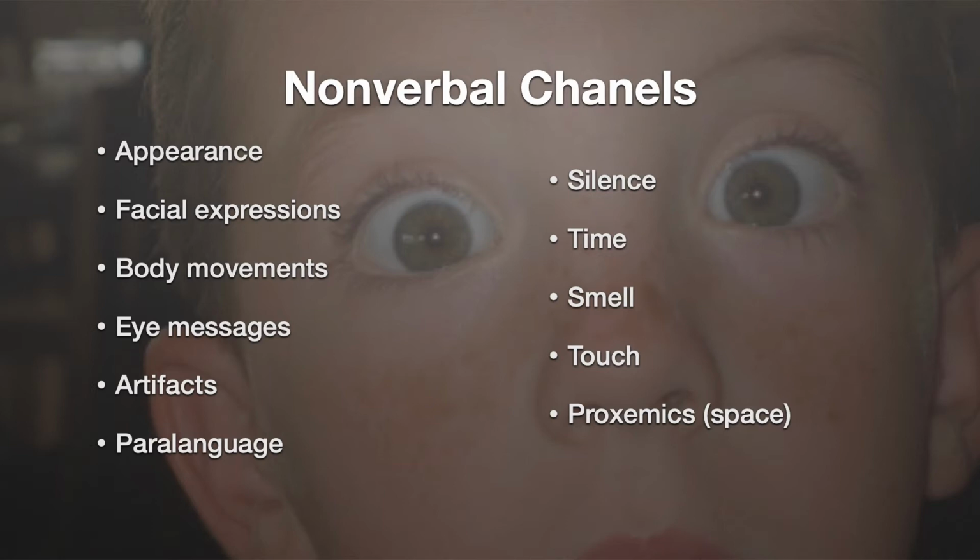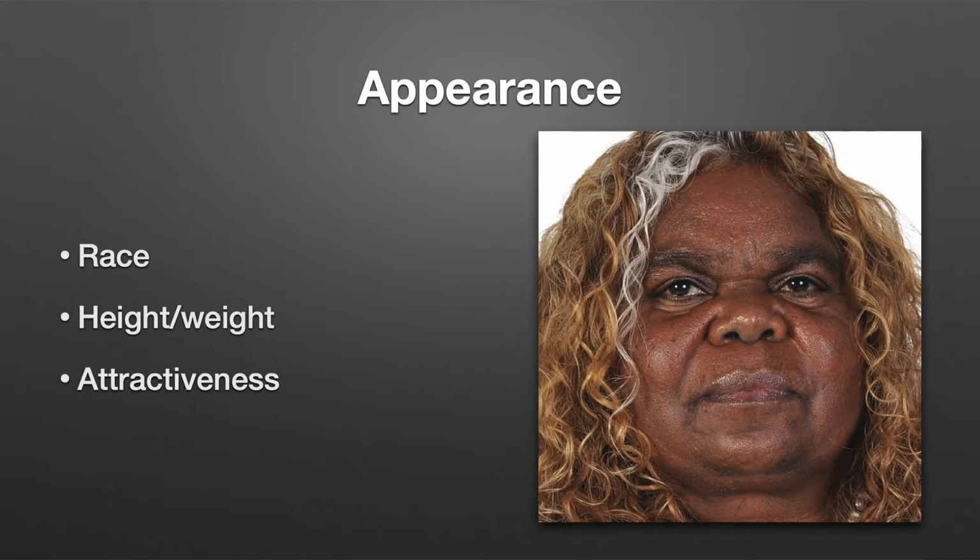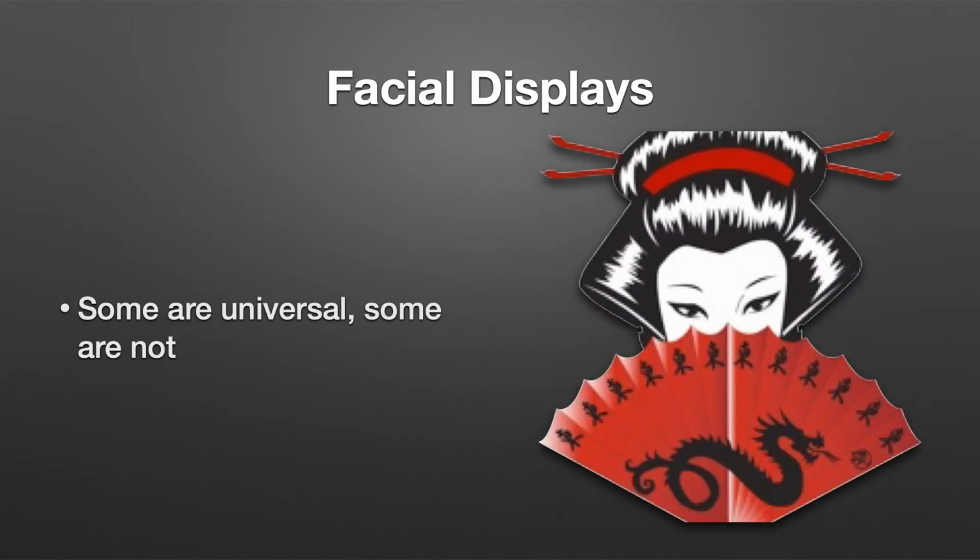So I want to go through these just briefly to give you an idea. When we talk about appearance, we're looking at race, height, weight, attractiveness, and we make a lot of judgment calls on people just by the first impressions that we get on their appearance. Facial displays are expressions that we make with our face, and as I think you will see, some of these are universal and some of them are not. Eye messages. We all know what this is, what you do with your eyes, how long the gaze is. And some people may not have a healthy idea of how long a gaze should be, and so they stare.